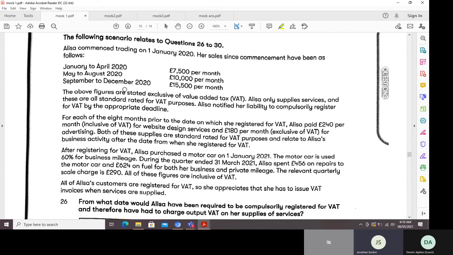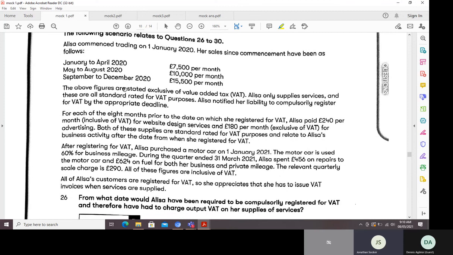Now, if you are using historical sales, when you hit the limit, you have 1 month after the month you hit the limit to do the notification, and then you are registered at the beginning of the following month. So for example, let's say you hit the limit at the end of January 2020. You use February to do your notification, and then you'll be registered from 1st March and start charging VAT from 1st March. So that's how the registration based on historical sales applies.